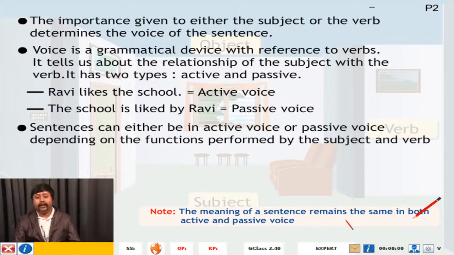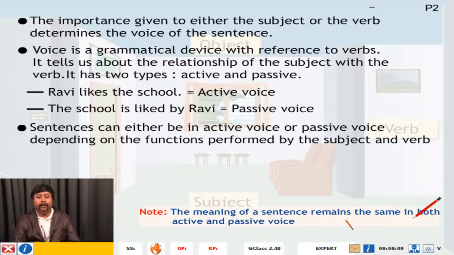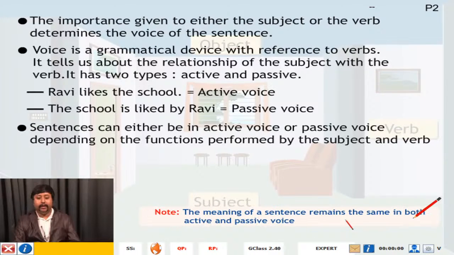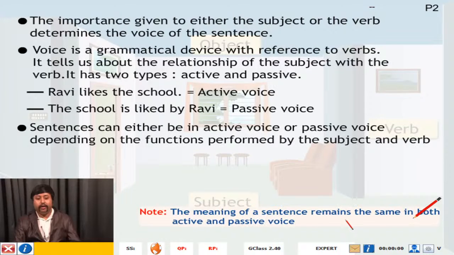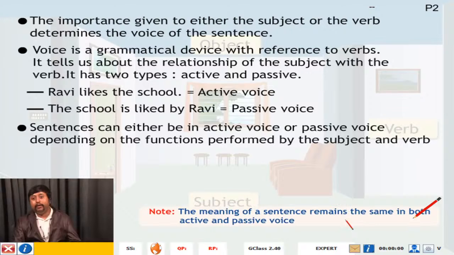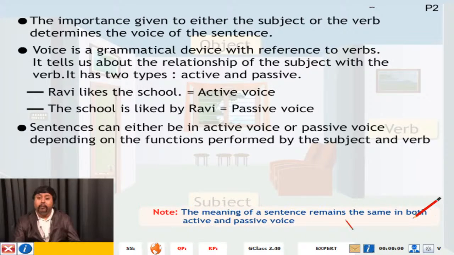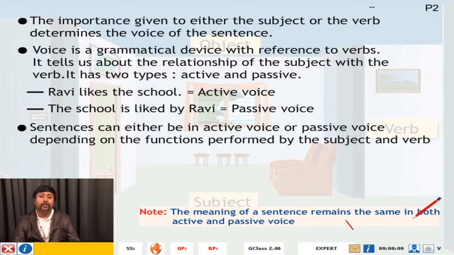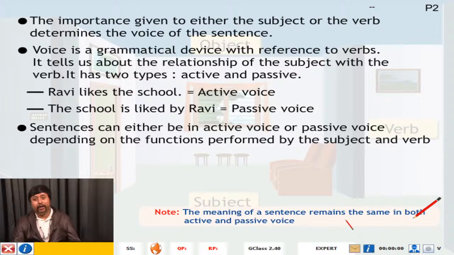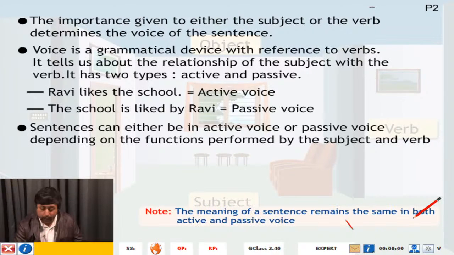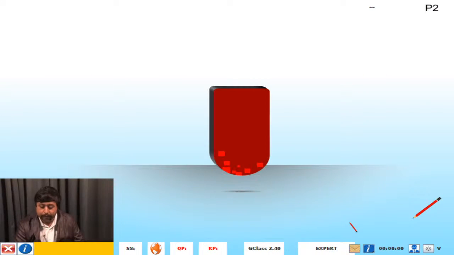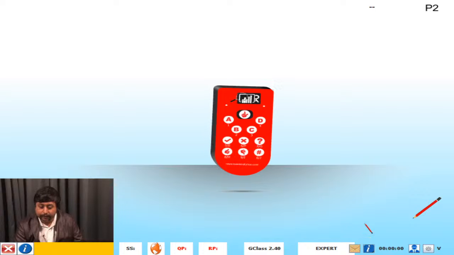Sentences can be either in active voice or passive voice depending on the functions performed by the subject and verb. Sentences বোৰ active voice to থাকিব পাৰে, passive voice to থাকিব পাৰে, depending on what? Depending on the functions performed by the subject and the verb. Subject আৰু verb কি function perform কৰিব তাৰ ওপৰত depend কৰি sentence to active নে passive সেইটো হ'ব পাৰে. Now moving ahead.